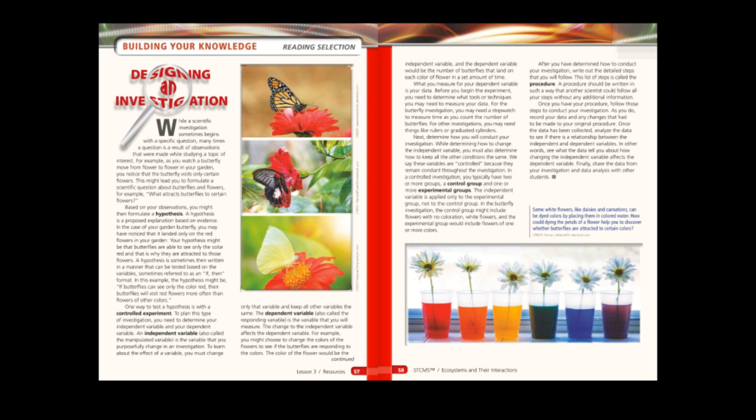For example, you might choose to change the colors of the flowers to see if the butterflies are responding to the color. The color of the flower would be the independent variable, and the dependent variable would be the number of butterflies that land on each color of flower in a set amount of time. What you measure for your dependent variable is your data.